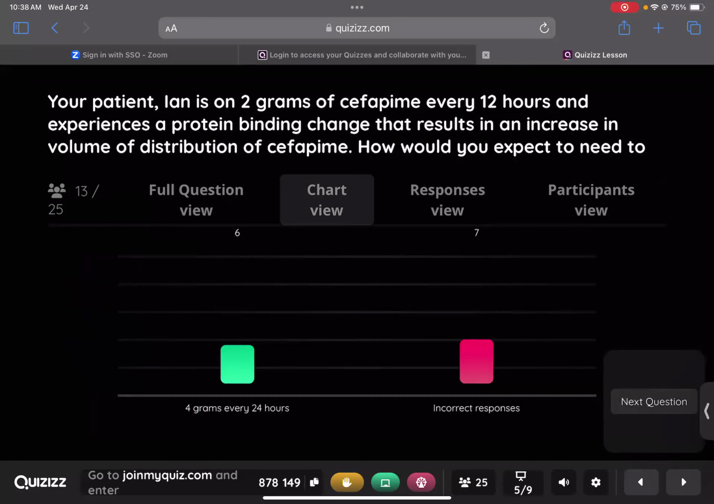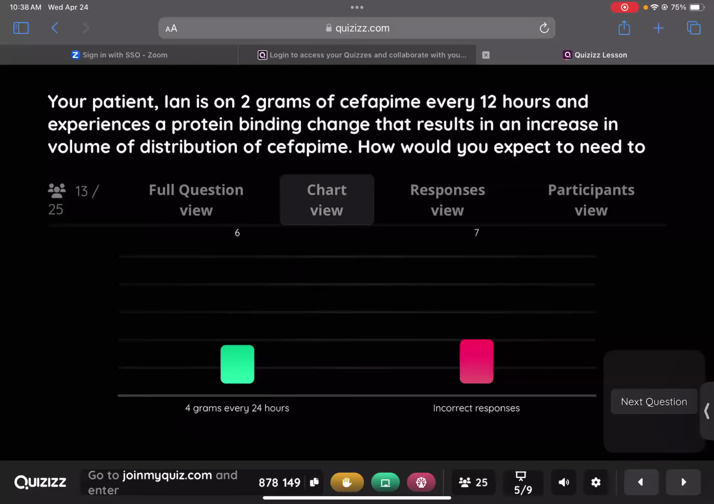We're giving 2 grams every 12 hours, and we have an increase in volume of distribution. If it's just an isolated increase in volume of distribution, which is all you knew at this point, is that going to affect your CSS average? So do we want to make a change in dose rate? No, right? And he's getting 4 grams a day. So we want him to still get 4 grams a day. Everybody good with that?